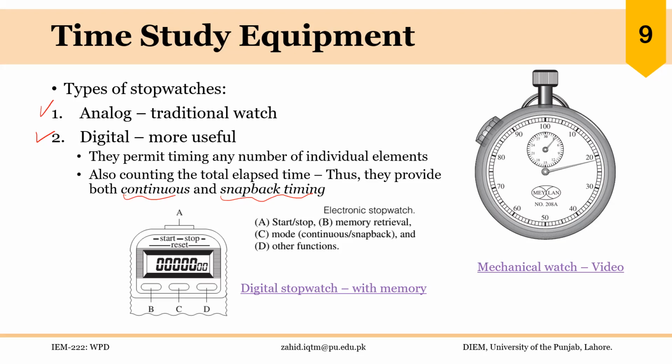So that is a big use of this digital watch. You saw some features of this digital stopwatch in the lab, so I'm not going to discuss it in more detail. But this is an important advantage, that you can find both continuous and snapback timing. So that is the total time as well as the time for different elements or different cycles.